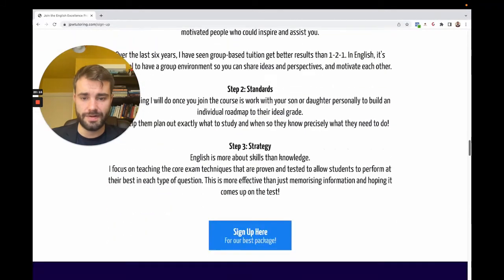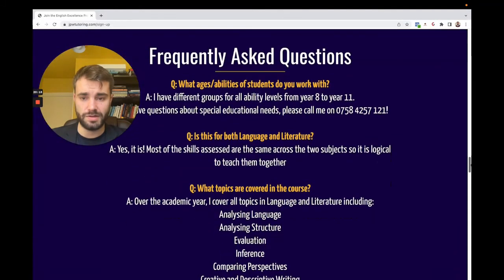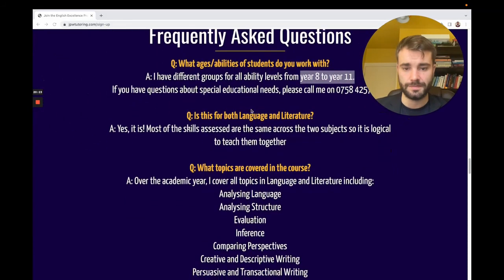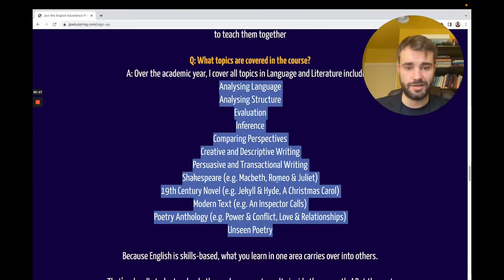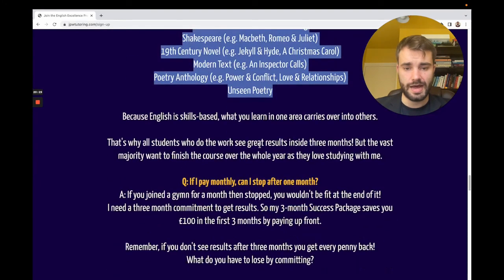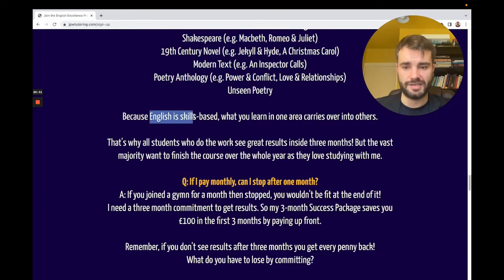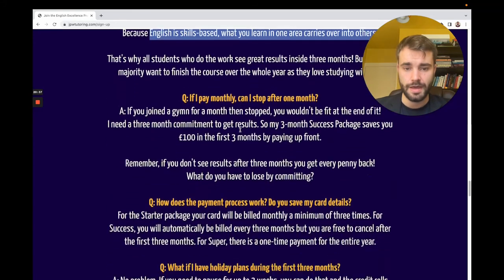So that's how it all works. In a couple of questions that you might have. So we work with all students from year 8 to 11 in different groups, different ability levels. It covers language and literature. All the topics in both are covered over the course of the year. And the general approach I take is that English is skills-based, as you've seen from these videos. So what you learn in one area will carry over into others.